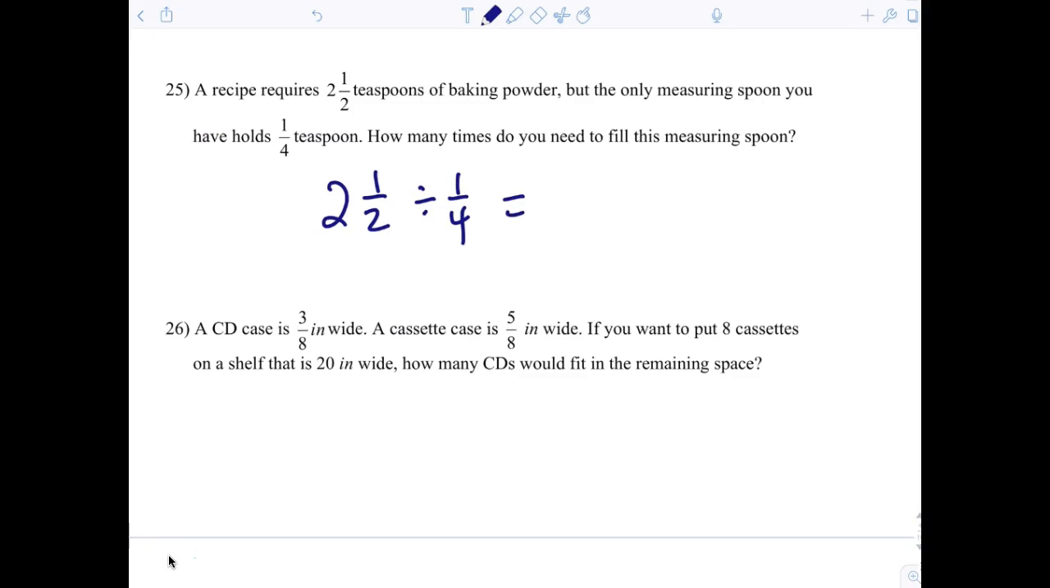Yes, that's exactly correct. You need 10, all right? You need 10 of the 1/4 teaspoons. All right, now let's talk about that. You don't need 10 teaspoons, correct? You need 10 of the what? 1/4 of a teaspoon. Now, is everybody happy with that explanation?